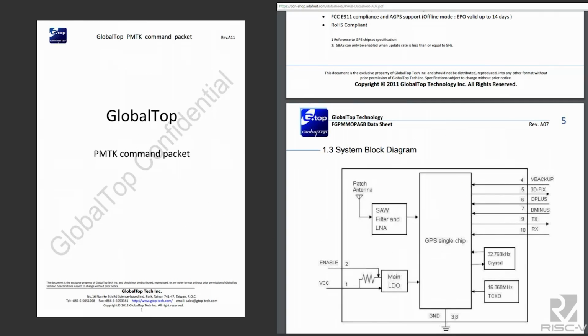You get this thing that says Global Top Confidential printed right across it. The direct link is to this document, which clearly does not have the correct licenses on it, but is being shared anyway. And they still have the copyright notices, even though this is being served off the Adafruit CDN site, and it says: document exclusive property of Global Top, should not be distributed or reproduced in any format without permission of Global Top Tech.